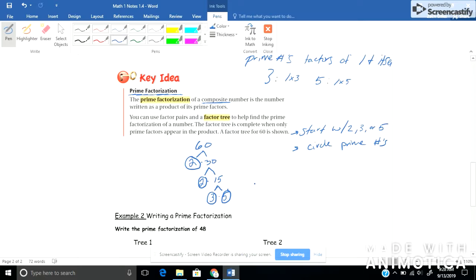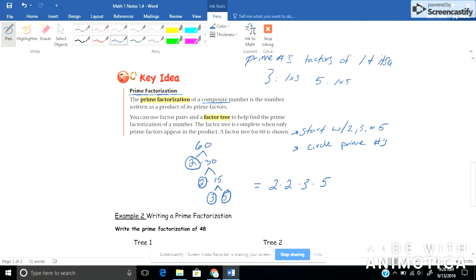I'll rewrite it as those circled prime numbers. So I have 2 times 2 times 3 times 5. I wrote down all my circled numbers times each other. And if I were to double check that, hopefully it would give me 60.